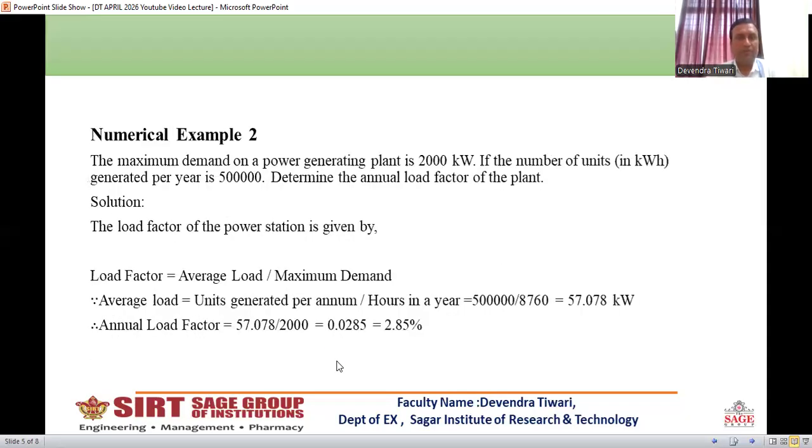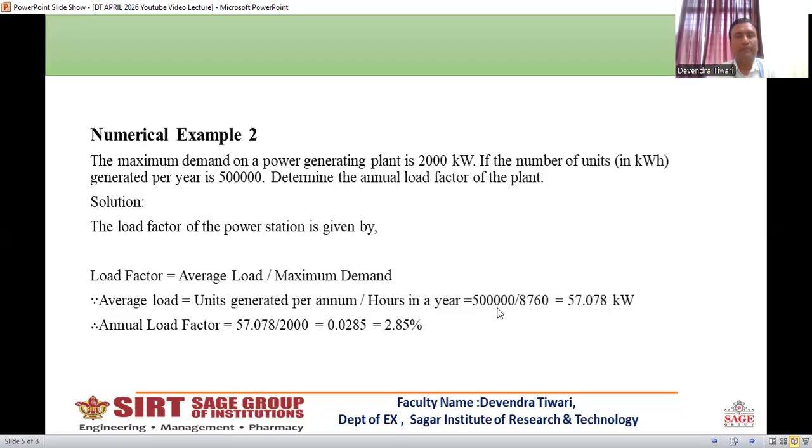So a simple numerical on the load factor. Suppose here maximum demand of a power generating plant is 2000 kilowatt. If the number of units in kilowatt hour generated per year is 5 lakhs, we have to determine the annual load factor of plant. So the load factor of power station, we easily understand the formula, which is average load divided by maximum demand. So here average load will be equal to units generated per annum divided by number of hours in a year.